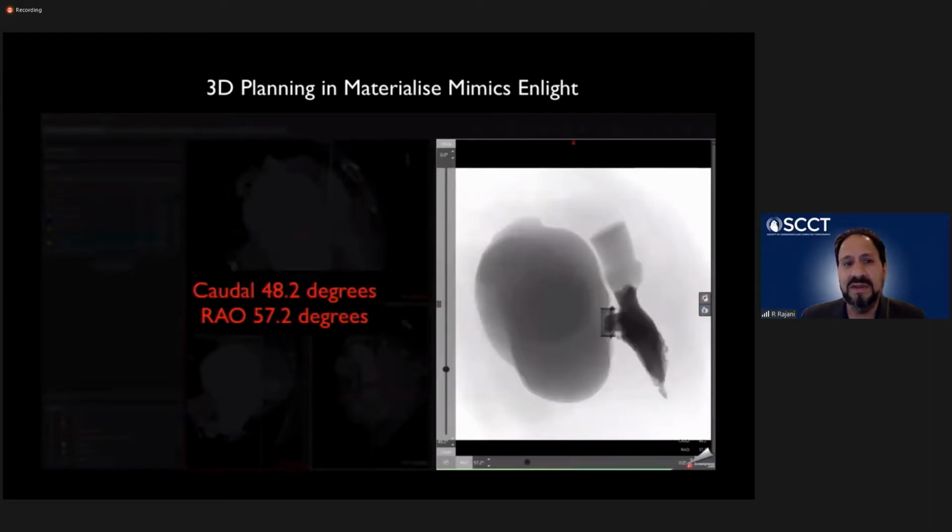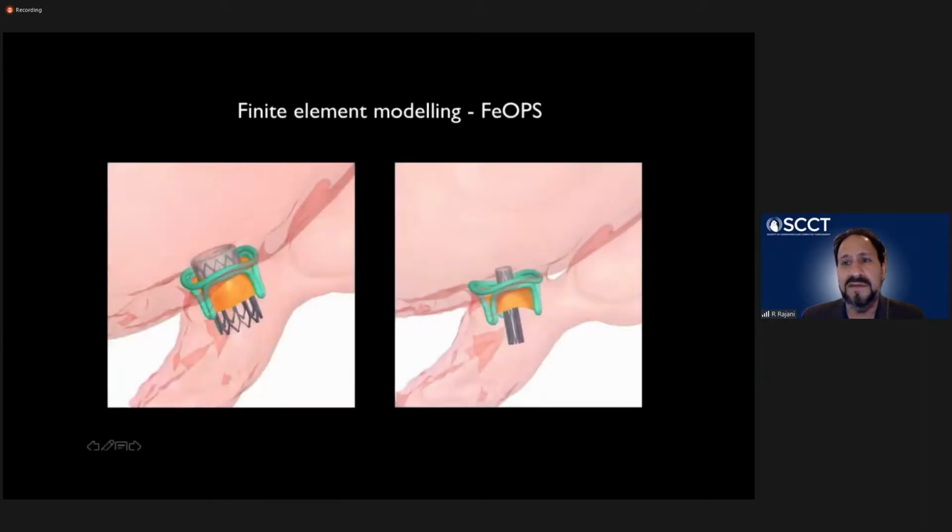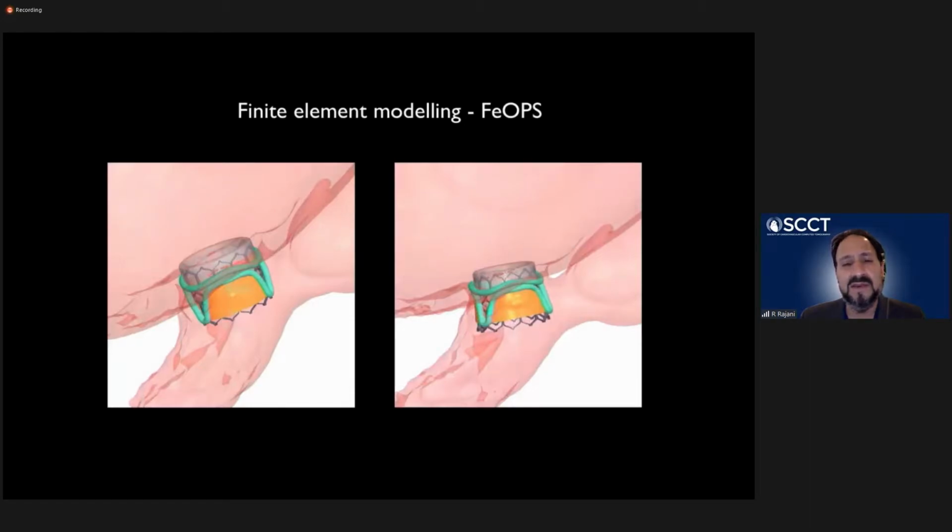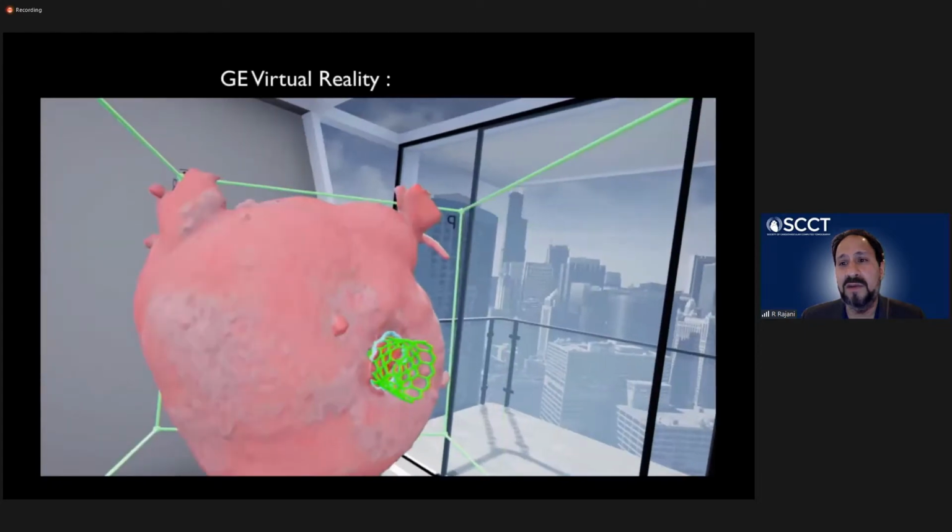And from this, we're able to derive that the caudal angle would be 48.2 degrees and the RAO 57. Now, what we're also now doing is using finite element modeling, which is a sophisticated computer engineering technique that enables us to account for the tissue properties. And this was just used to see what the device flaring would be.